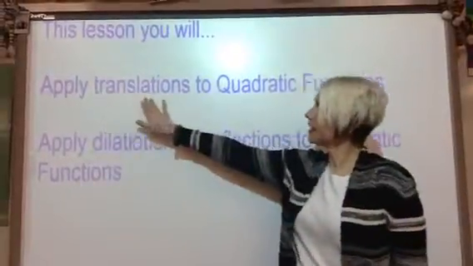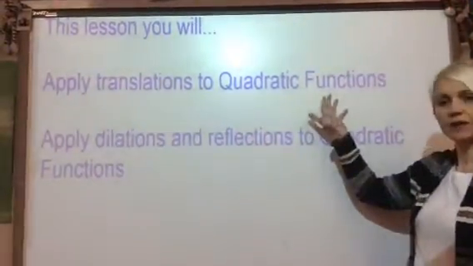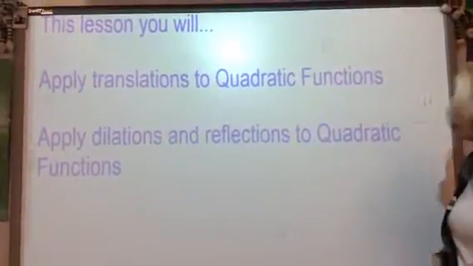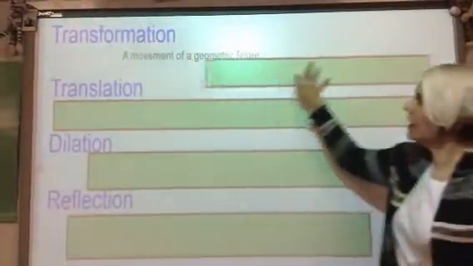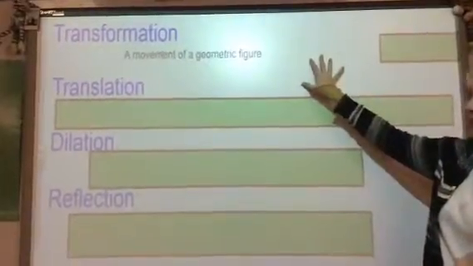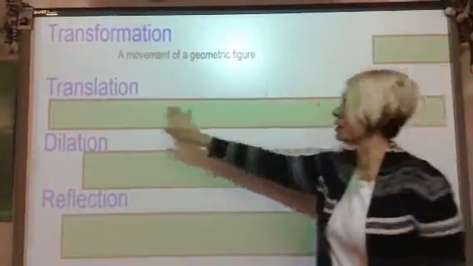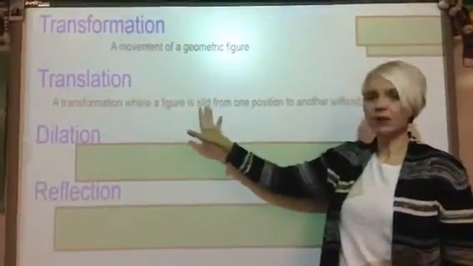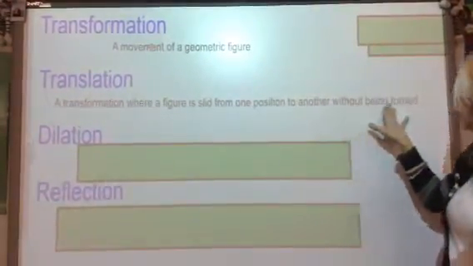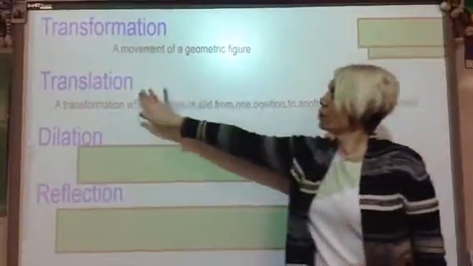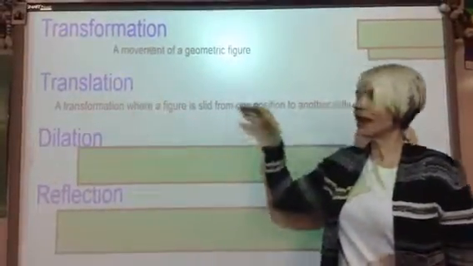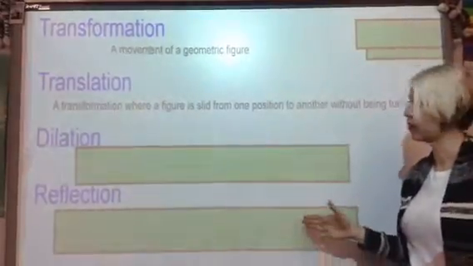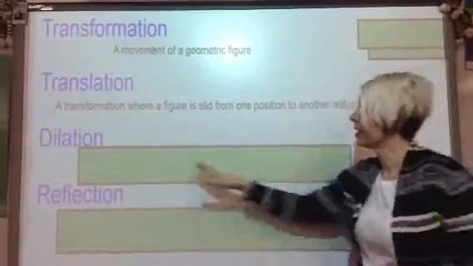In this lesson, you will apply translations to quadratic functions and apply dilations and reflections to quadratic functions. So let's just review. A transformation is a movement of a geometric figure, and there are 4 transformations. A translation is a transformation where a figure is slid, we call that a slide, from one position to another without being turned. So for the translations you're going to have today, you're going to have movement left, movement right, movement up, and movement down of the parabola. Left, right, up, or down.